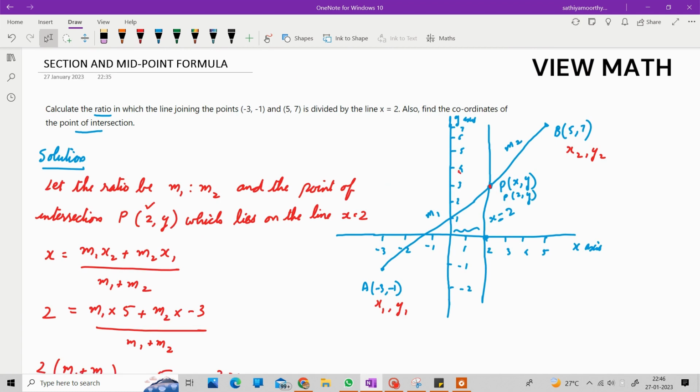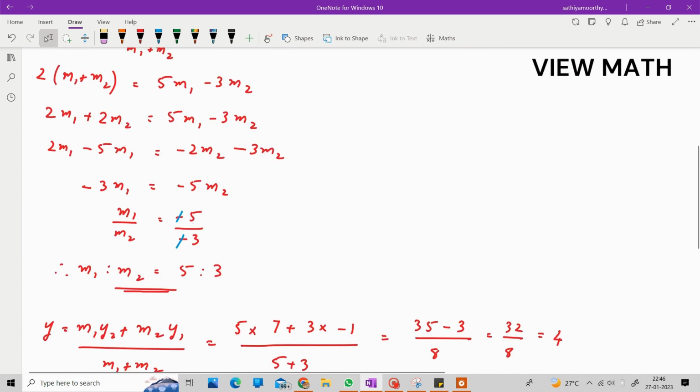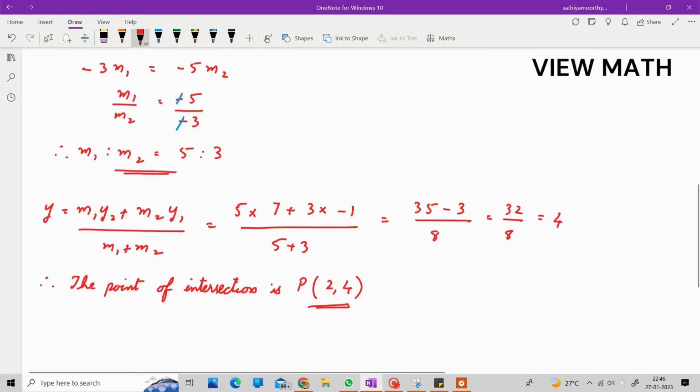The diagram is not that very clear. If you draw it in a graph, then it will be a perfect figure. So it is 2 comma 4, and the point of intersection is somewhere over this point. So we have found out the point of intersection to be 2 comma 4, and the ratio is 5 is to 3.